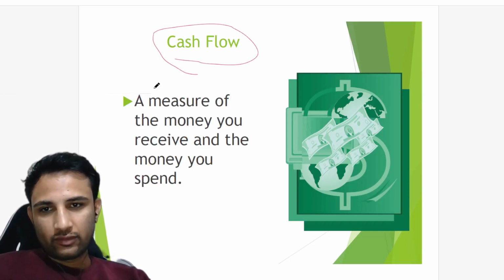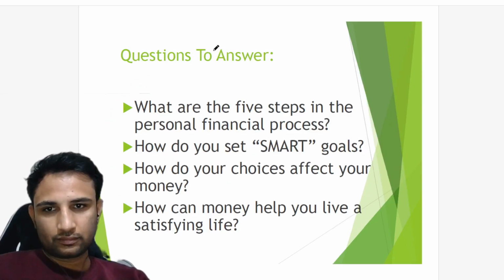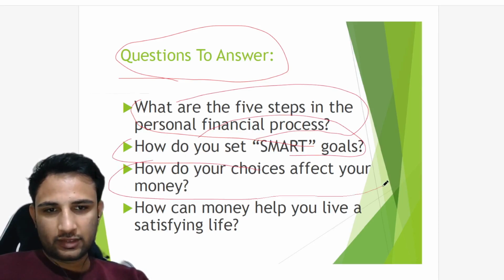Next one is cash flow, a measure of the money you receive and the money you spend. It is called cash flow. Now you have some questions to answer. What are the five steps in the personal financial process? How do you set SMART goals? How do your sources affect money, and how can money help you live a satisfying life?